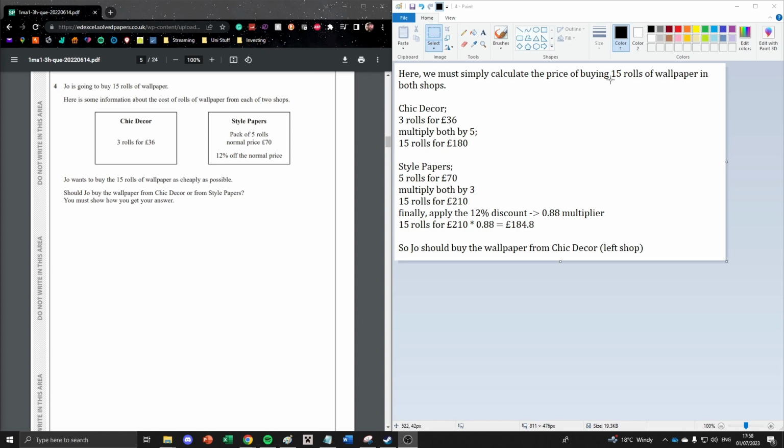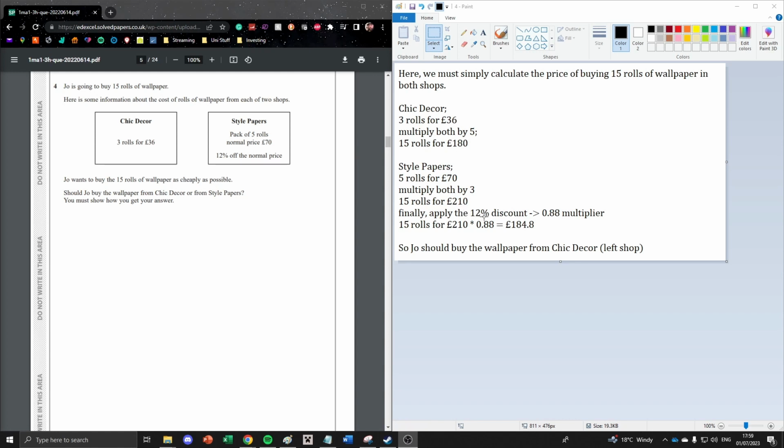And so we need to find the price of 15 rolls of wallpaper from both shops. So at the first shop, Chic Decor, 3 rolls cost £36. So obviously, to get to 15 rolls, we need to multiply this deal by 5. So 15 rolls for £180. That's our price for the first shop. For Style Papers, we have 5 rolls for £70. So we want to multiply this deal by 3 to get 15 rolls for £210.